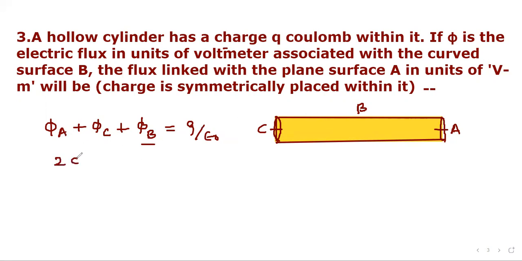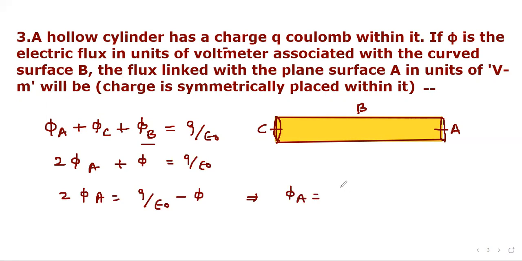So 2 phi A plus phi equal to q upon epsilon naught, or 2 phi A equal to q upon epsilon naught minus phi, which further implies phi A equal to 1 by 2 q upon epsilon naught minus phi, which is our answer. Now let's consider next case.